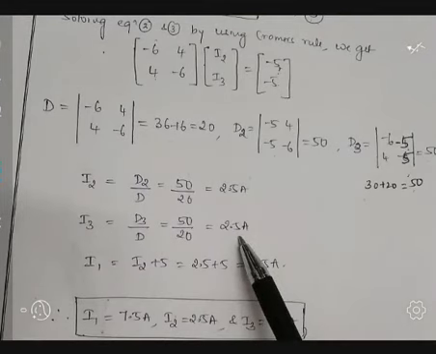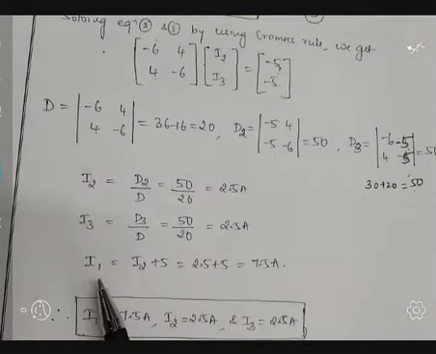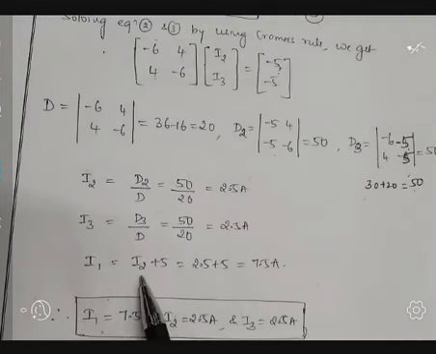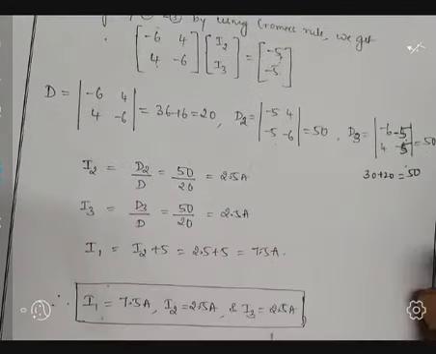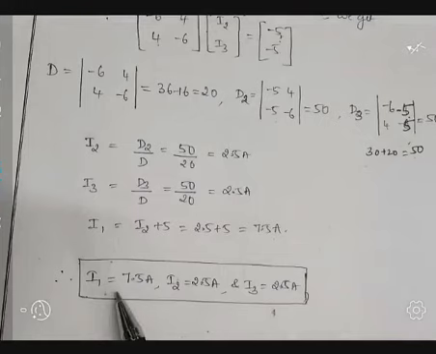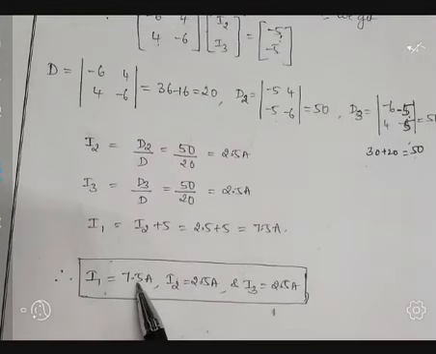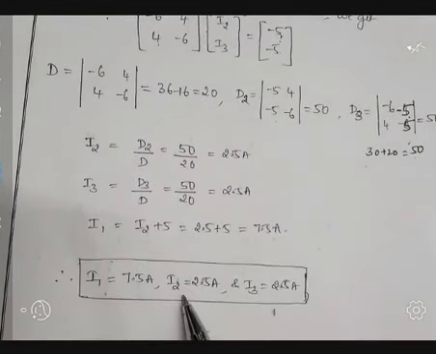Next, we are left with current I1. I1 equals I2 plus 5. I2 is calculated, 2.5 plus 5, that is 7.5. Hence, the mesh currents for the given network using the super mesh concept are I1 equal to 7.5 amperes, I2 equal to 2.5 amperes, and I3 equal to 2.5 amperes.